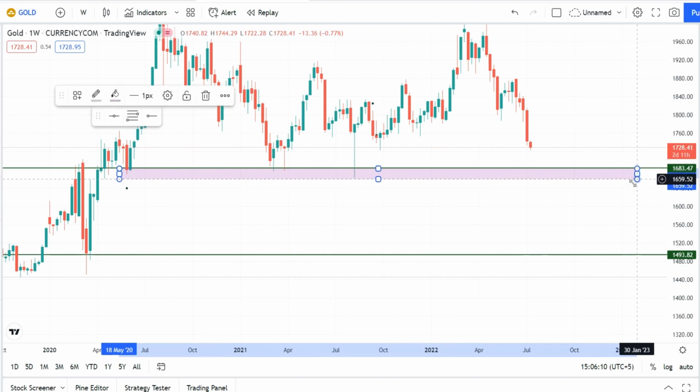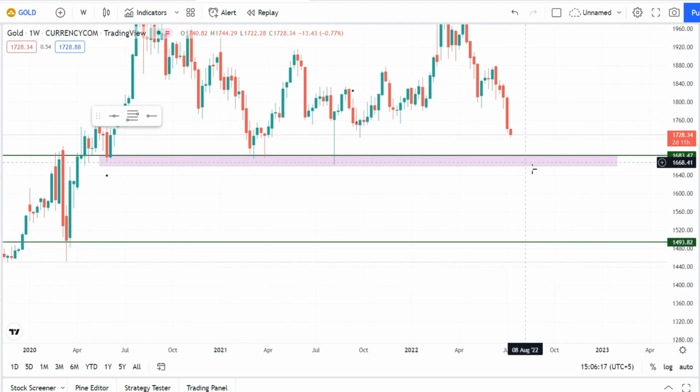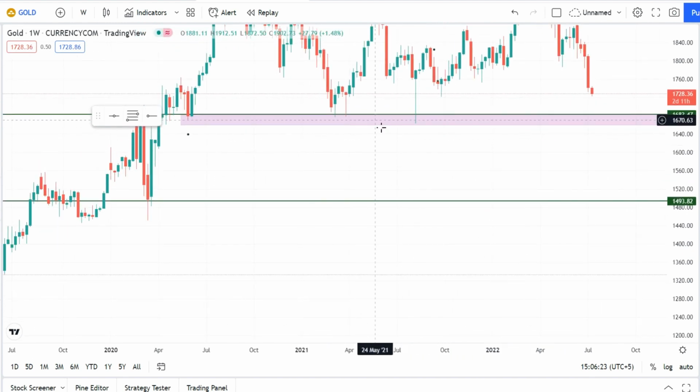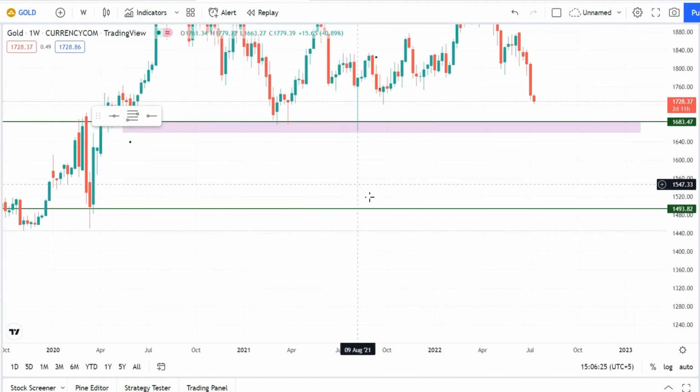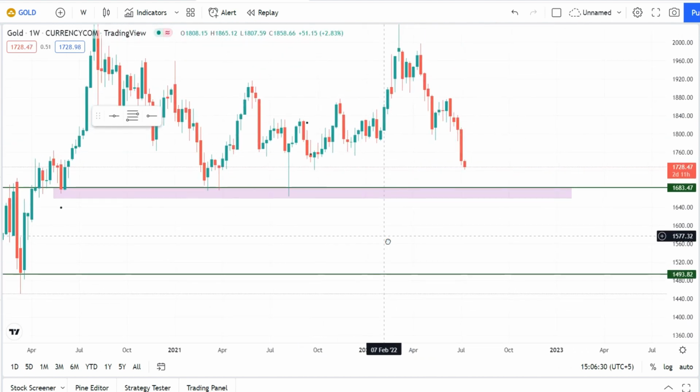You have to wait at least for 1670. At least at 1670, you take your buy trades, because this is a demand area for gold. And the next area, if the market is unable to stay there, I can see the 1500 level. So you have to take your trades very properly.